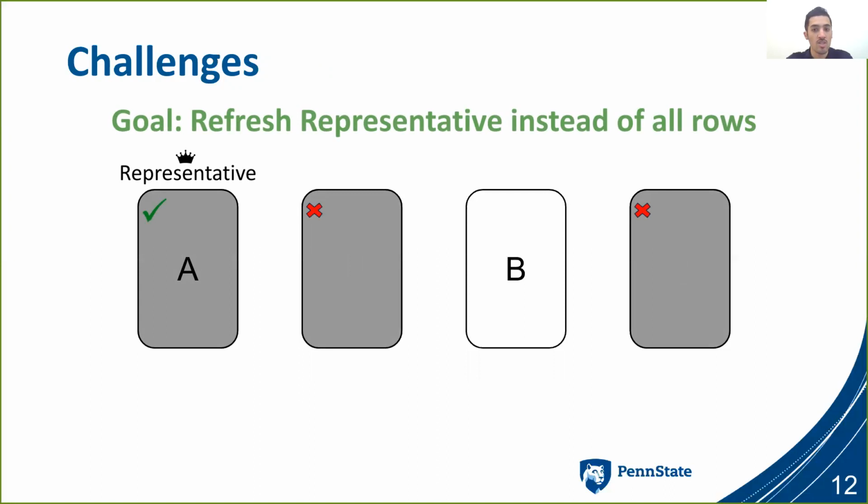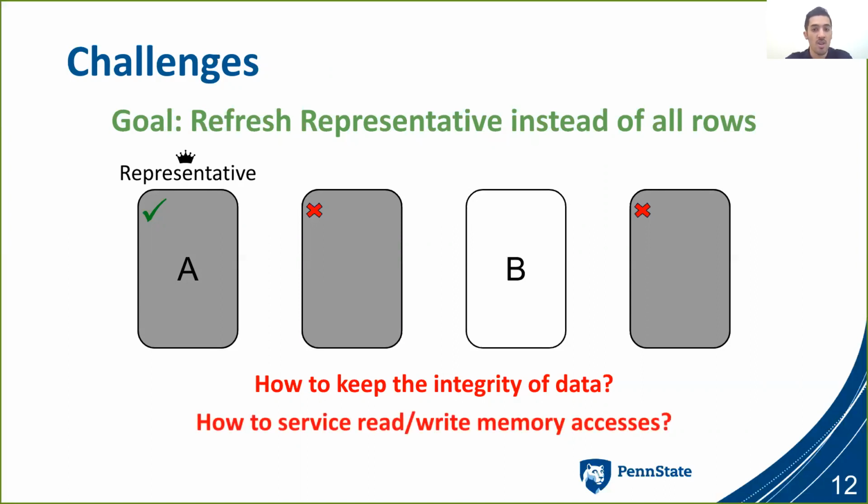Now the question is how we should keep the integrity of data. Upon a read request, the memory should return the correct data to the computing element. And for write requests to a row, the write should only change the written row and not affect other rows that were merged with this row prior to the write.